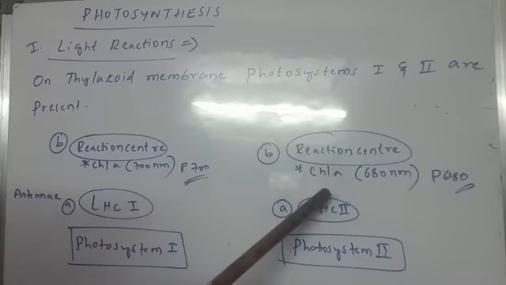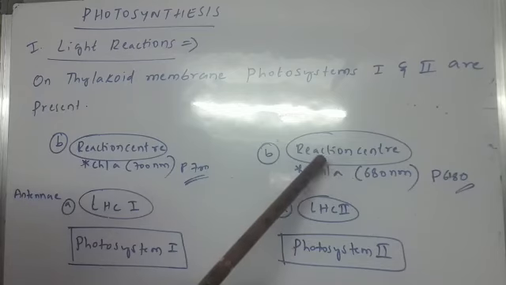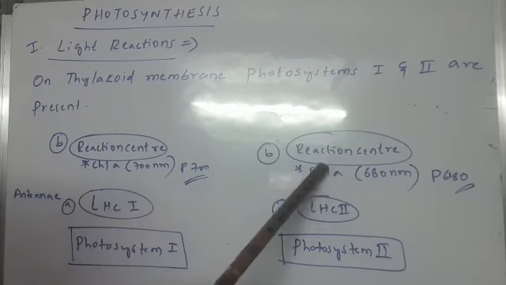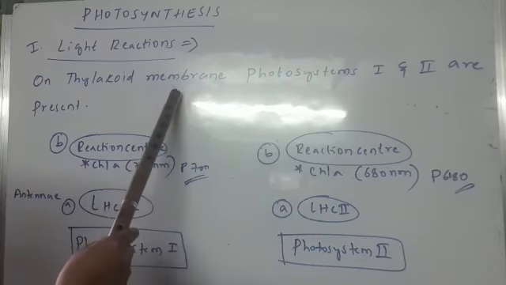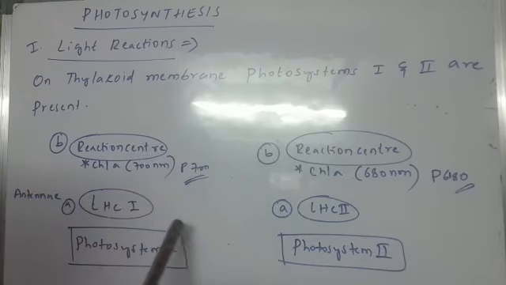chlorophyll A can also take up the energy coming from the light harvesting complex. Now these photosystems, where are they present? They are present on the thylakoid membrane, and these photosystems play a very key role in the light reactions. Light reactions happen only because of the photosystems.